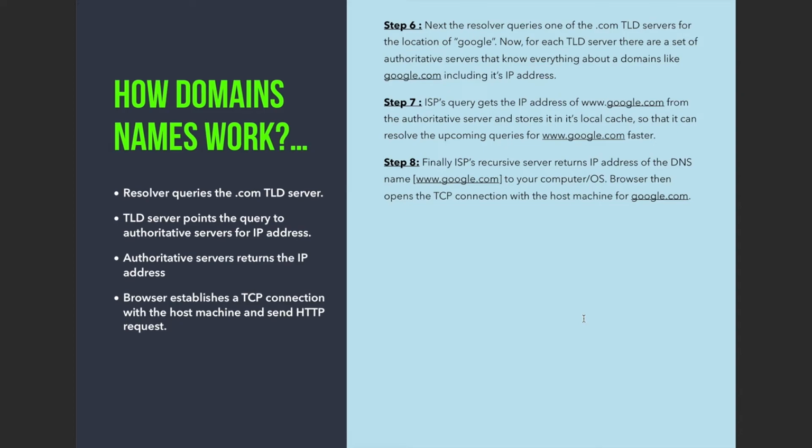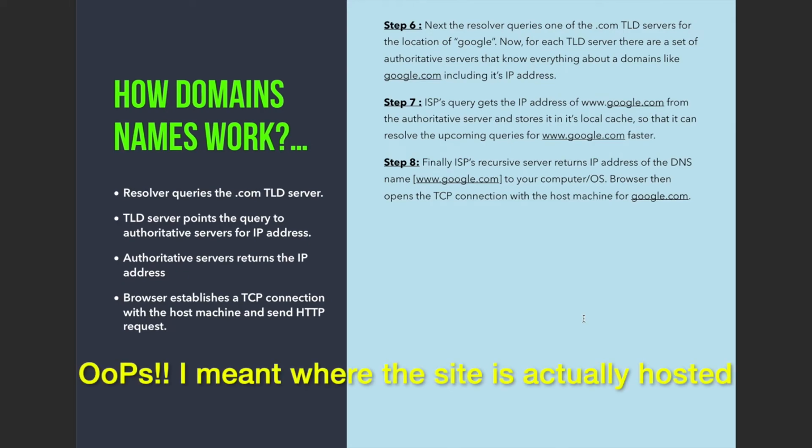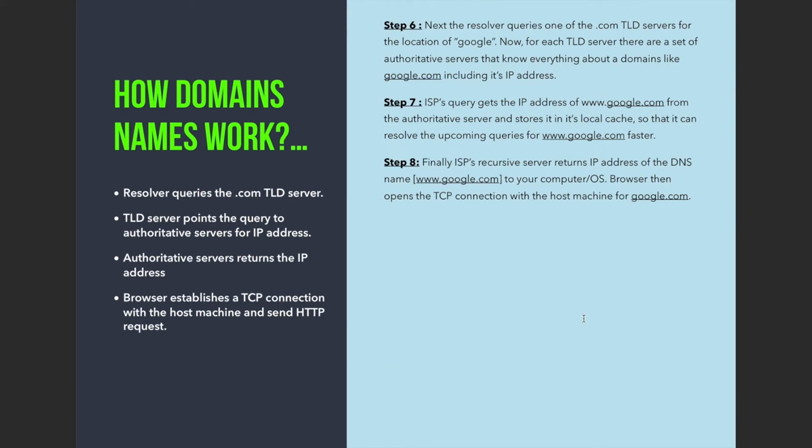So now our browser has the domain name and the corresponding IP address, and the IP address tells the browser where the site is actually hosted. So it finally makes a TCP connection with the host machine and sends an HTTP request, and the page content gets back to the browser, which then interprets it and loads the page. So this is how pages get loaded in our browser when we type a domain name.